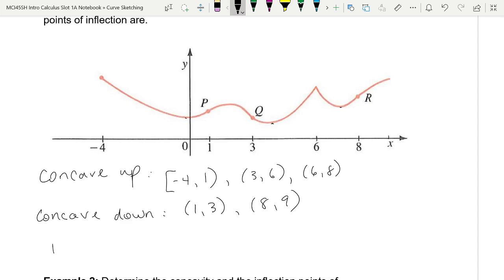And I'm going to say now that the points of inflection, or again, I'm going to call them POIs, are P, Q, and R. Those are the points where the concavity changes direction. It goes from being a curve that has a minimum to a curve that has a maximum. Minimum, minimum, maximum.